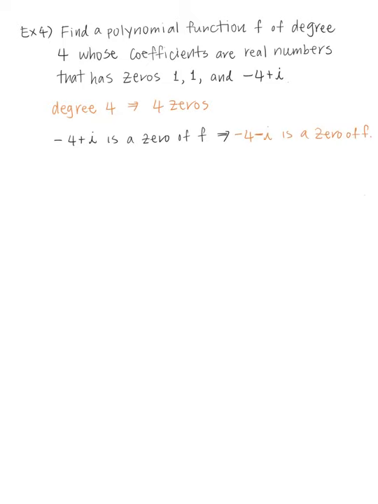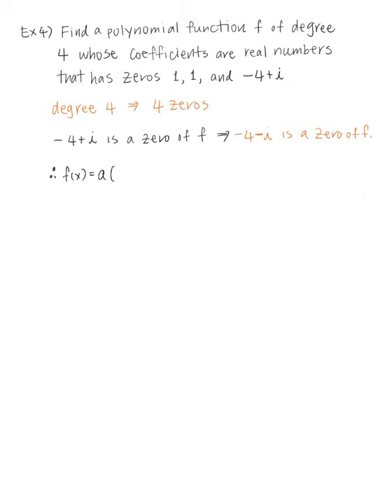Now, since they're all zeros of f, that means that f of 1 equals 0, and f of negative 4 plus i equals 0, and then f of negative 4 minus i must be a 0. So, by the factor theorem, if f of c equals 0, then x minus c must be a factor of f of x.